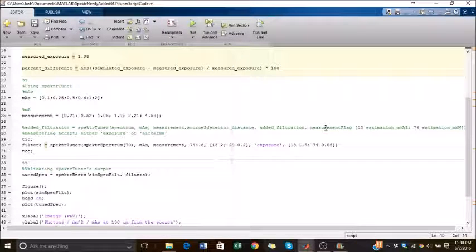The measurement flag is used to denote the type of measurement contained in the measurement argument. It accepts either exposure or air kerma as a string. There is also an optional parameter that allows the user to estimate the thickness of aluminum and tungsten to equate the measured and simulated exposure or air kerma. It acts as an initialization for the algorithm underlying SPEKTR Tuner. Let's run this function.